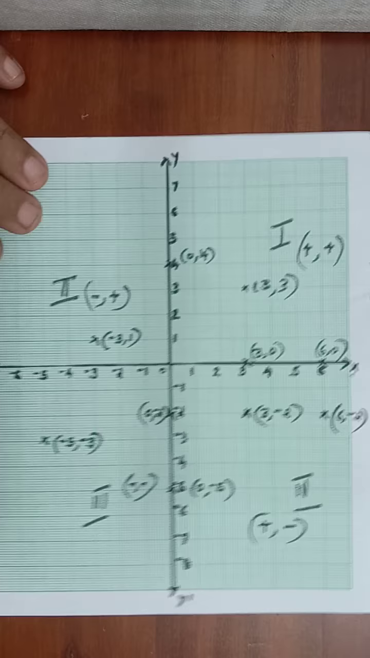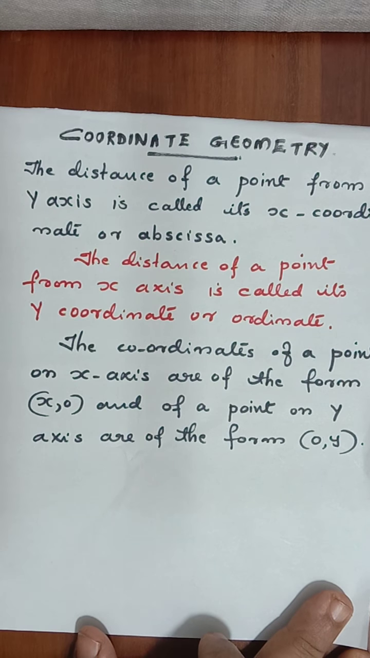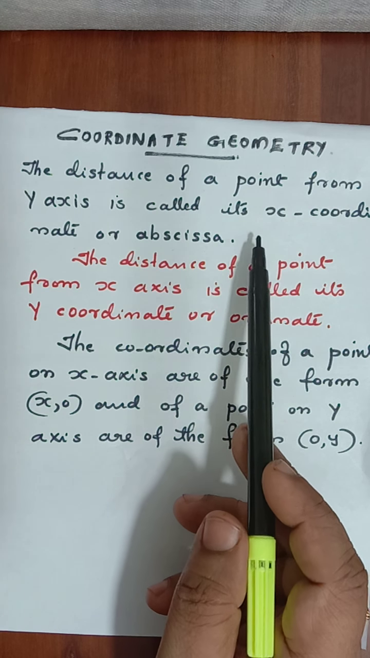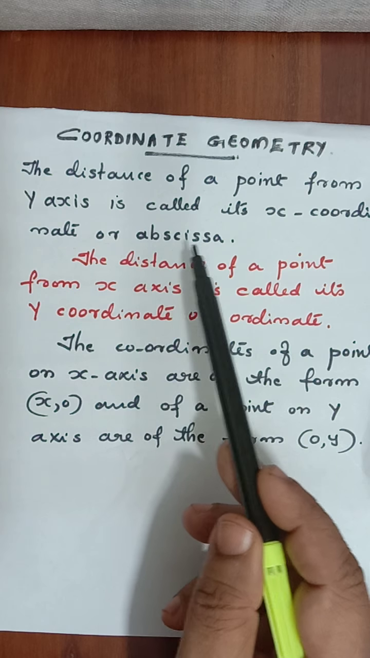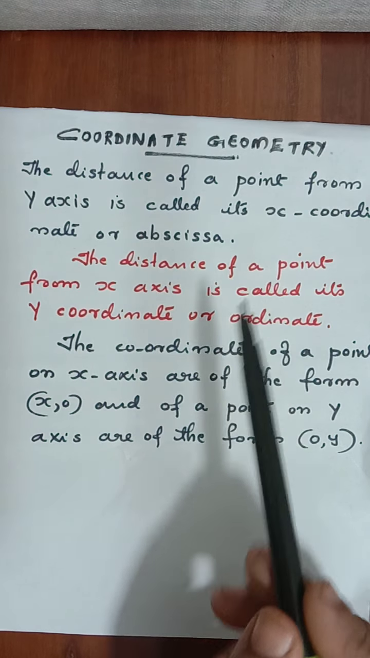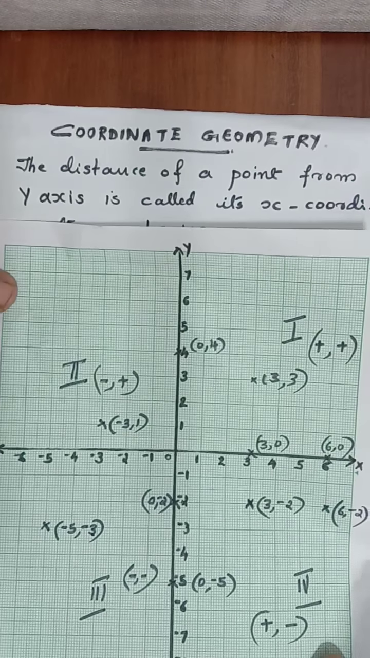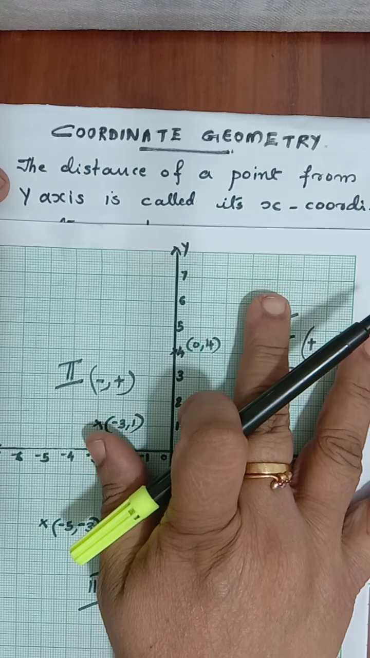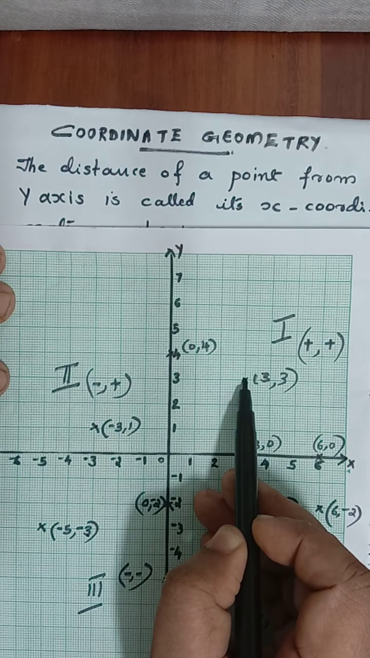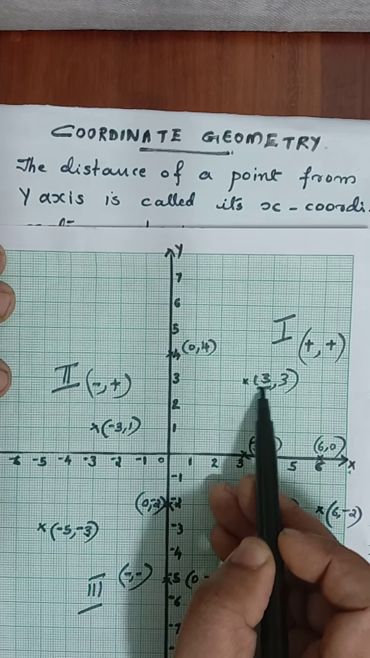And let us see what you have learned now. In coordinate geometry, the distance of a point from the y-axis is called its x-coordinate or abscissa. For example, the same graph itself. The distance of the point from the y-axis to this point, it is 3 units. That is the x-coordinate.